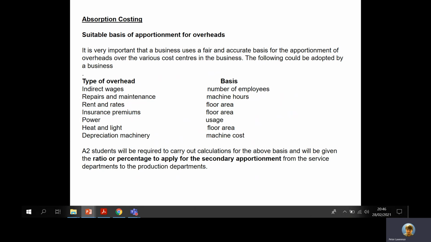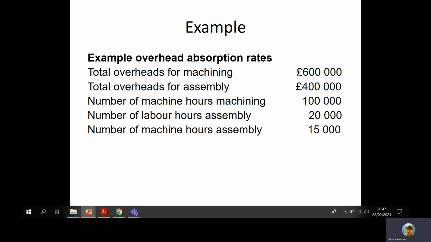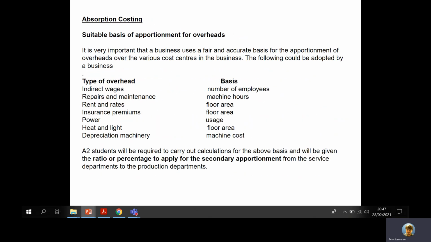So we're actually going to go right back to the beginning now. How do we decide how to allocate overheads to each department? So we've actually done the whole thing, but right at the very beginning, let's just go right back. How did we decide that the overheads for machining department were 600,000 and the overheads for assembly were 400,000? How do we decide that? Well, this is where we come in with our basis of apportionment.